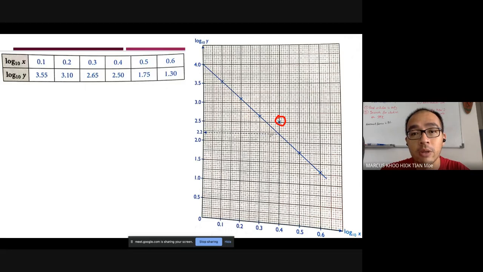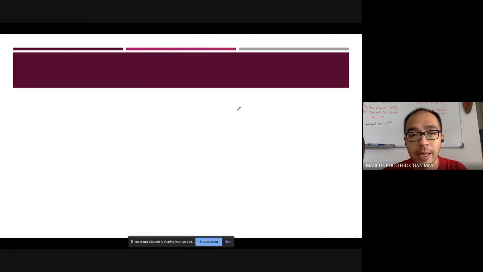Sebab kita masih mengikut best fit. Best fit is try to fit as many as you can, and then yang tidak kena itu pastikan dia balance on both sides. Difference of 1 only. So this is how the table will be like, and this is how the graph will be like.